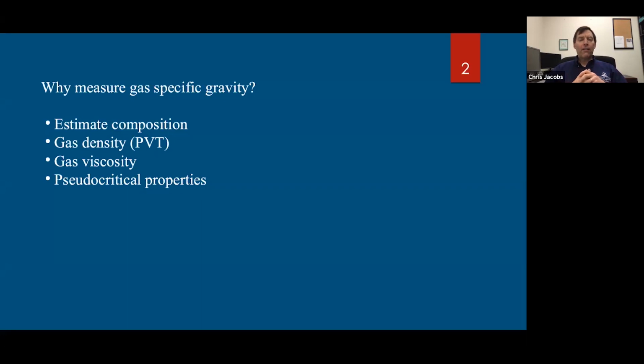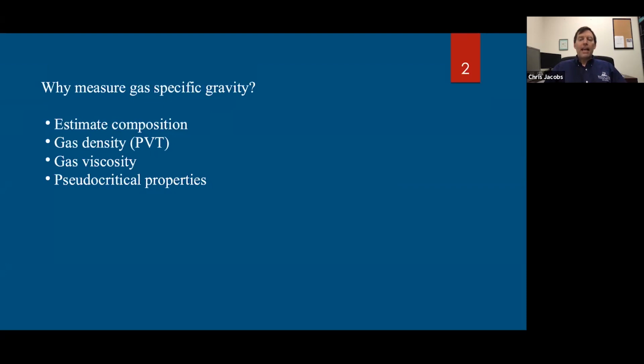A gas chromatograph would be a much better way to determine the composition of a natural gas, and that will be the topic for a future lecture. But again, you can estimate the composition from specific gravity. And I would not use this type of estimation for something like a custody transfer, where you need to be accurate.